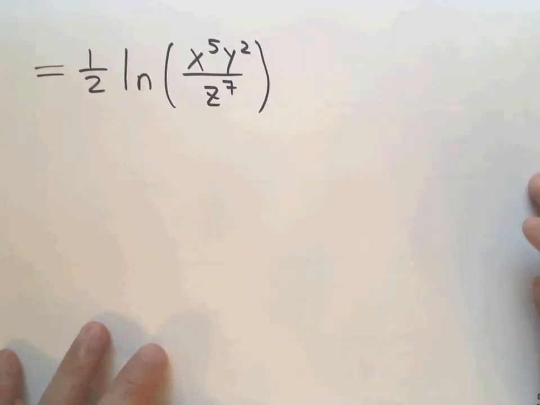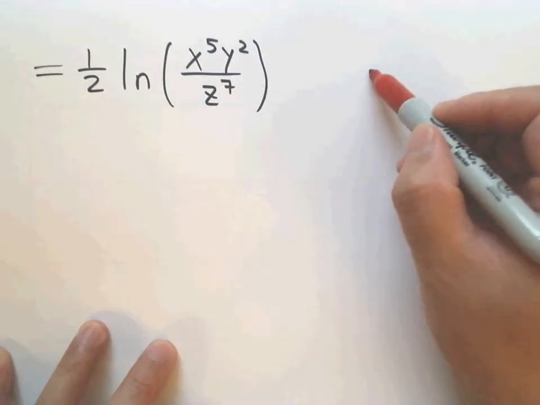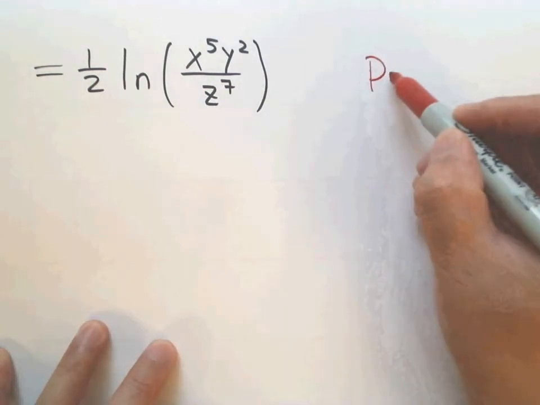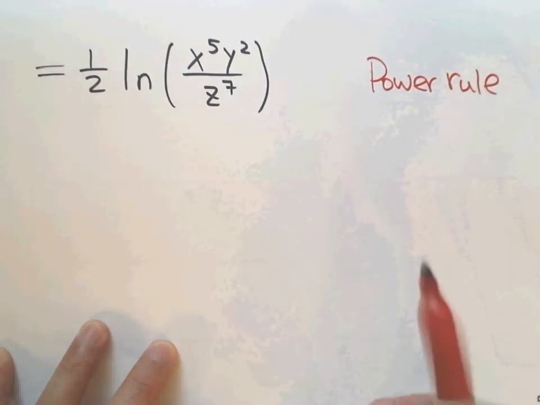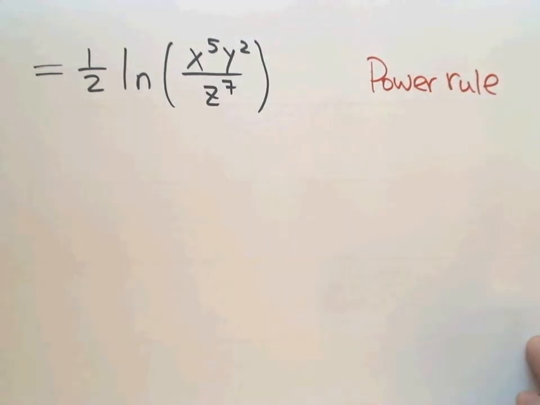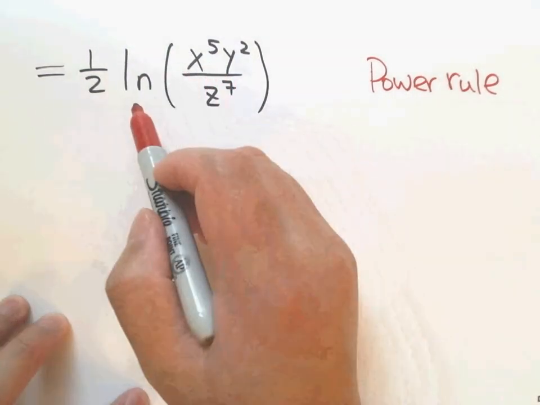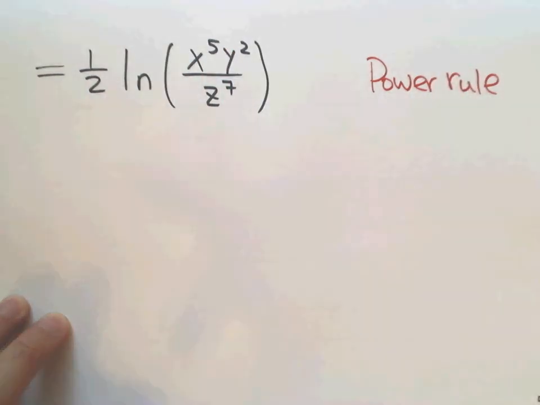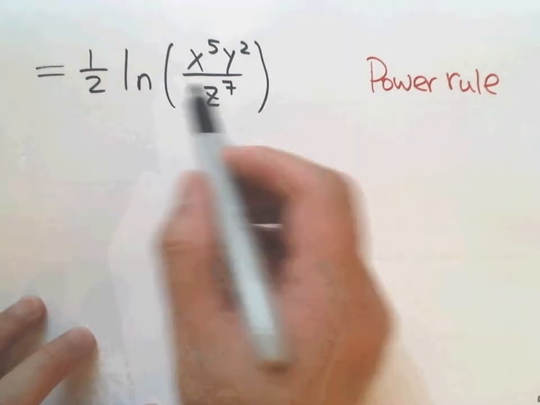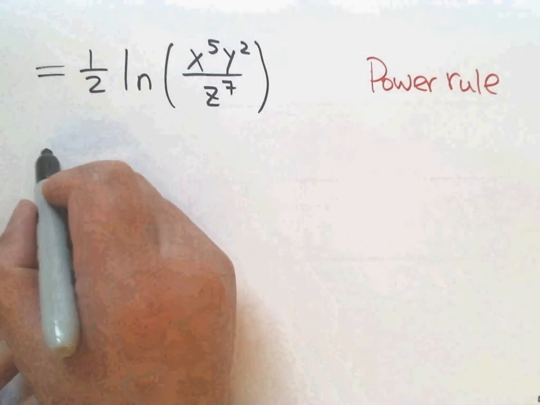Let me put it here. So what did we use? We use the power rule, right? Now it's easy. Why? Because we see a quotient. Keep in mind that when we take ln of a quotient, it goes to subtraction, right? So don't make a mistake. It's not a quotient again. It goes to subtraction.